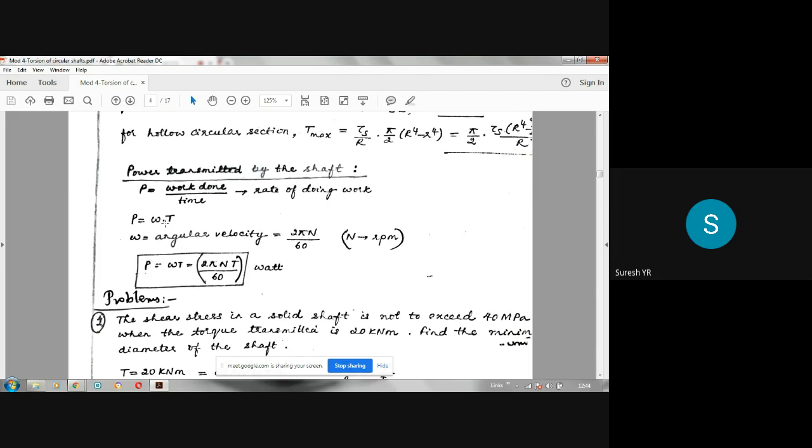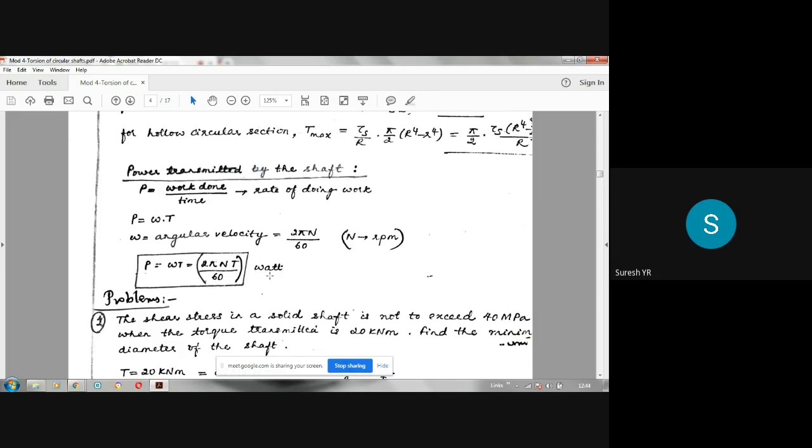If you substitute here, power transmitted will be omega into T. Omega is 2 pi n by 60, into T. It will be in watts, the SI unit of power. These are the simple formulae which we use in simple problems on torsion. Torsion is a very easy chapter, with only simple derivations.